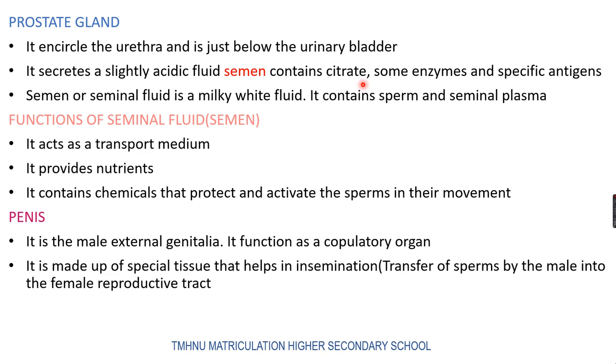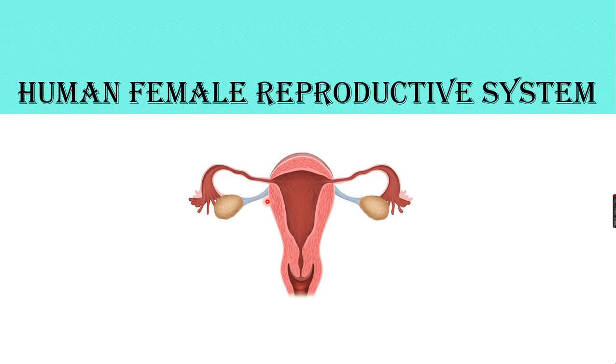The prostate gland, as I said, is single, surrounding the urethra, and it secretes a slightly acidic fluid which contains citrate and some other enzymes. Seminal fluid or semen is a milky white fluid containing sperm and seminal plasma. The functions of semen: it acts as a transport medium, provides nutrients, and contains chemicals to protect and activate the sperm. Now coming to the female reproductive system.